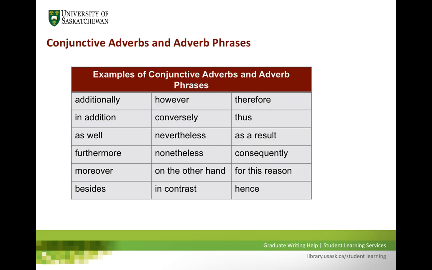Here are some examples of conjunctive adverbs and adverb phrases. These are ones that are commonly used in writing. Additionally, in addition, as well, furthermore, moreover, besides. These words all indicate addition. In the second column, these words indicate a change of idea or contrast. However, conversely, nevertheless, nonetheless, on the other hand, in contrast. And in the final column, we have adverbs and adverb phrases that indicate cause and effect or result. Therefore, thus, as a result, consequently, for this reason, hence.